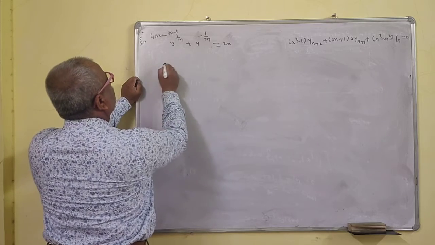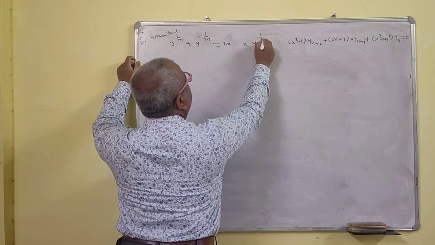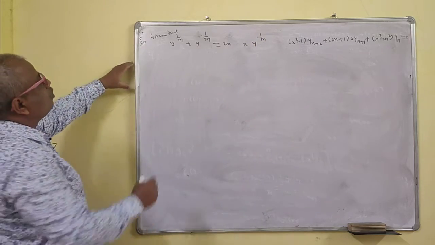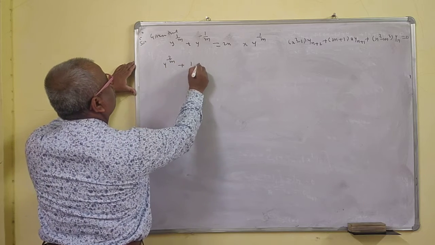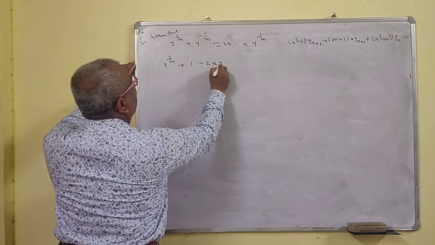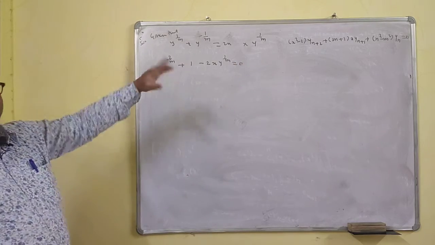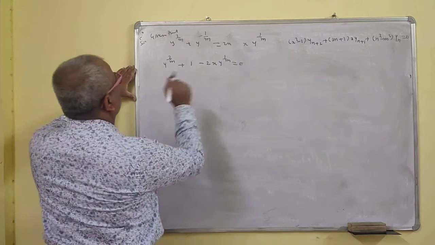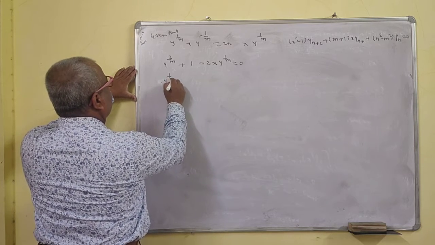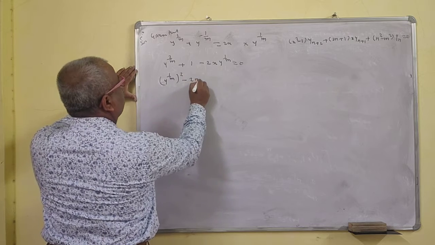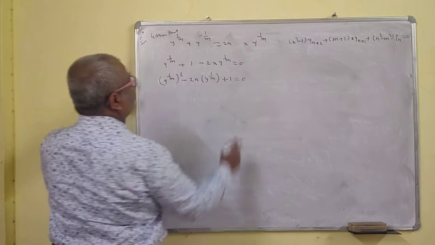We'll multiply by y to the power 1 by m. So what is then y to the power 2 upon m plus 1 minus 2x y to the power 1 upon m. I have shifted this twice x to here to avoid one step. So this is y to the power 1 upon m, squared, minus twice x y to the power 1 upon m plus 1 is equal to 0.